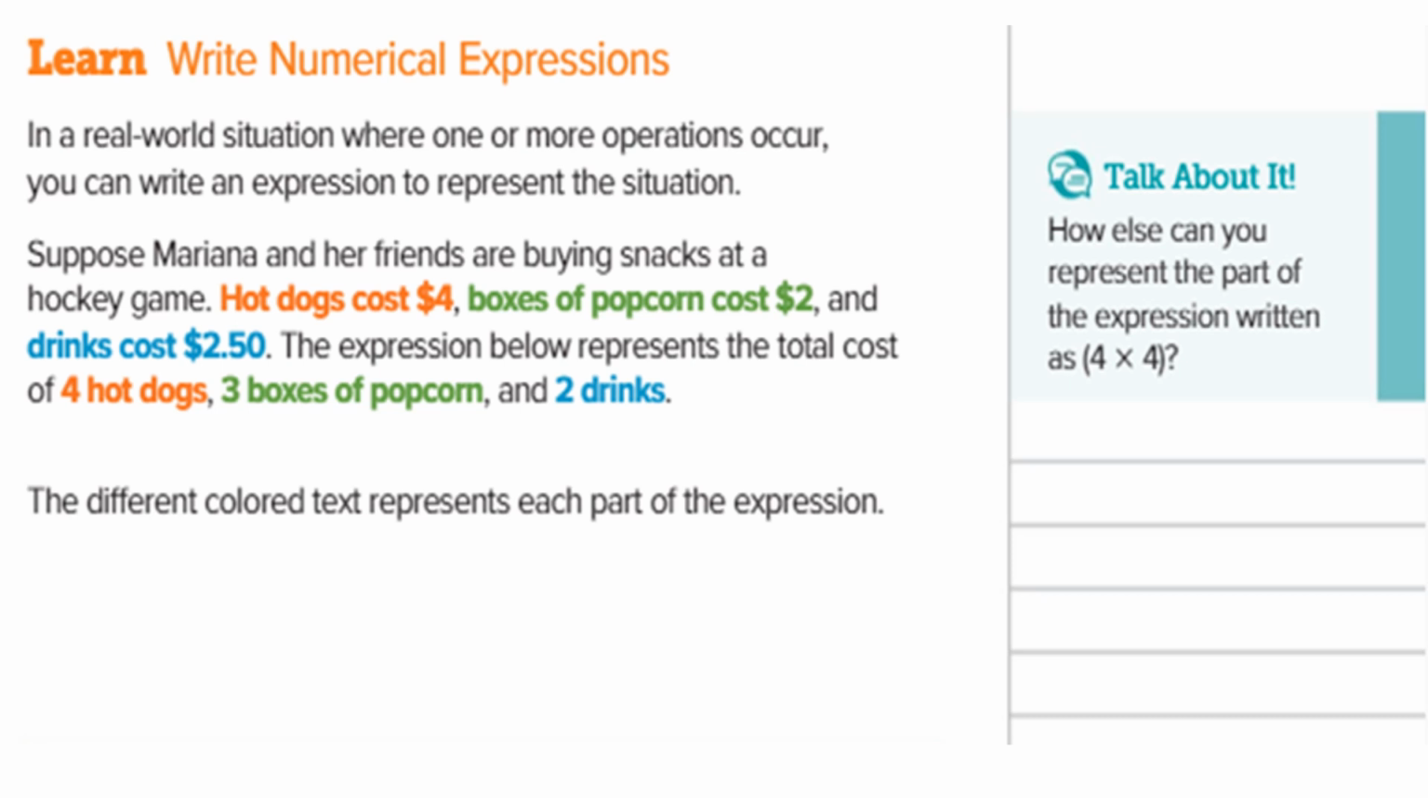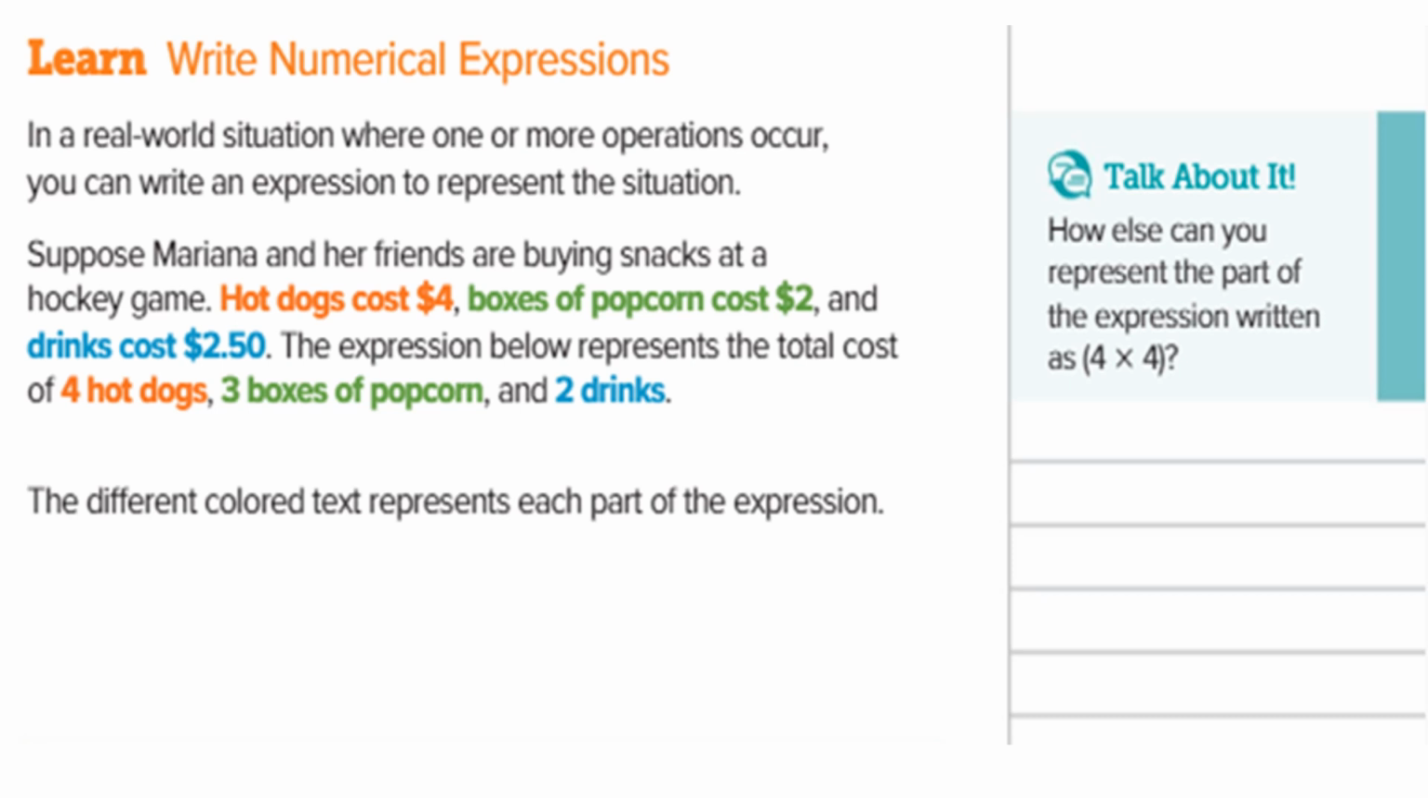Now we have to be able to write the numerical expressions. We have to write a math problem with all of the information that's being indicated. So here's what it says. Going to that second paragraph. Suppose Mariana and her friends are buying snacks at a hockey game. Hot dogs cost $4, boxes of popcorn cost $2, and drinks cost $2.50. The expression below represents the total cost of 4 hot dogs, 3 boxes of popcorn, and 2 drinks.